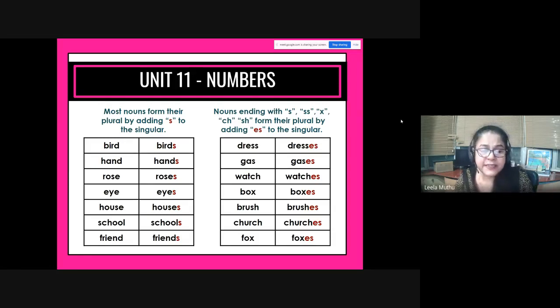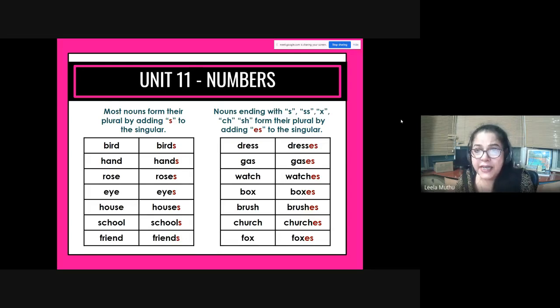Now you can see on the left hand side are all the singular forms, and on the right hand side are all the plural forms, which we made into the plural forms just by adding an S. Bird, birds. Hand, hands. Rose, roses. Eye, eyes. House, houses. School, schools. And friend, friends. Now on the right hand column you'll see nouns ending with S, or SS, or X, CH, or SH. Like in brush, you saw brush, brushes. We've added ES. They form their plural by adding ES to the singular.